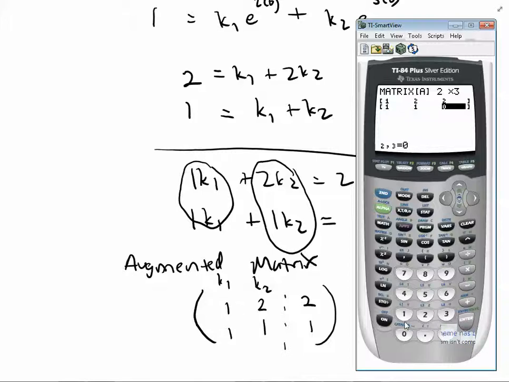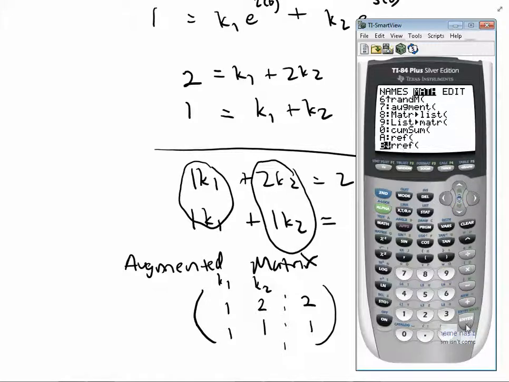Now I'm going to actually run a function on this, so I'm going to exit out of here first and go back into my matrix screen. But I'm going to go over to math first, and I'm going to find this function called rref, which stands for reduced row echelon form, which is what we're going to do here. So you want rref. You don't want just ref. We're going to pick that.